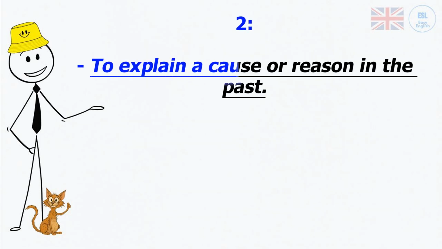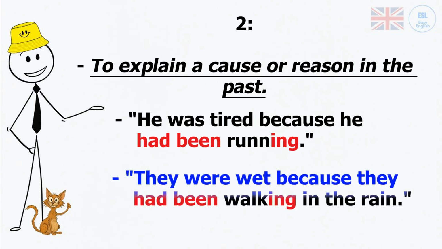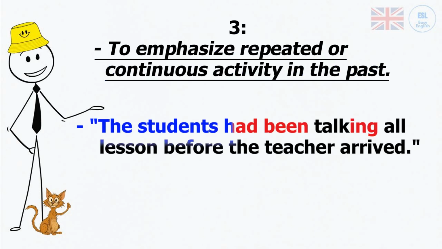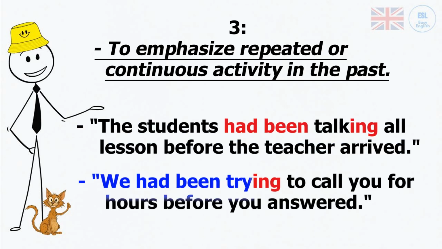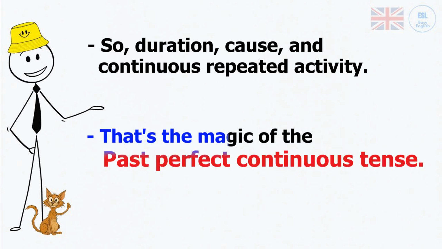2. To explain a cause or reason in the past. He was tired because he had been running. They were wet because they had been walking in the rain. 3. To emphasize repeated or continuous activity in the past. The students had been talking all lesson before the teacher arrived. We had been trying to call you for hours before you answered. So, duration, cause, and continuous repeated activity. That's the magic of the past perfect continuous tense.